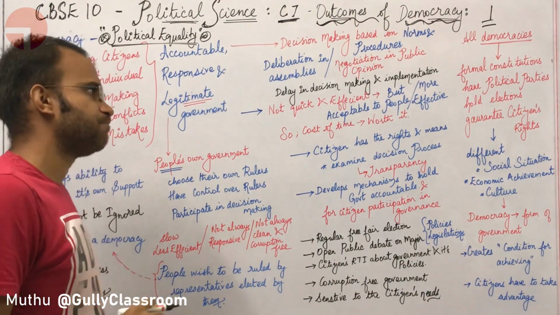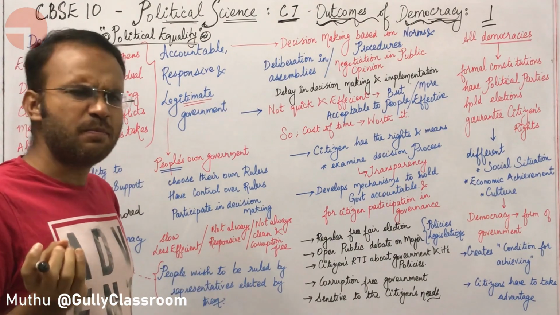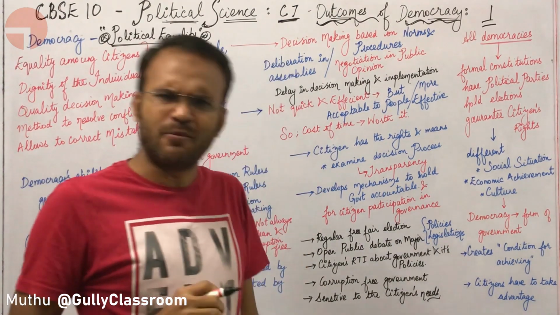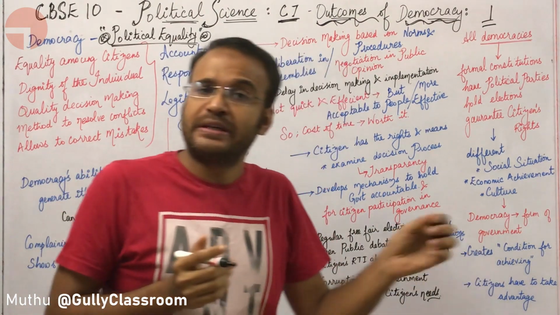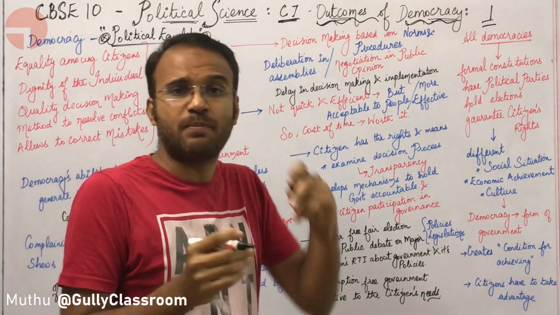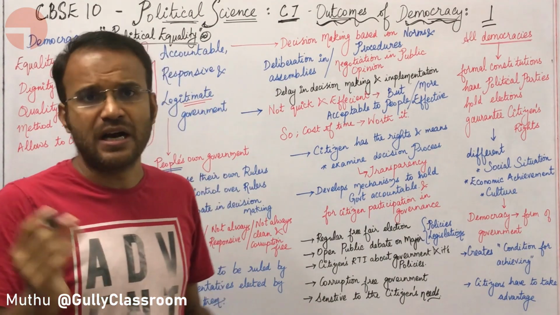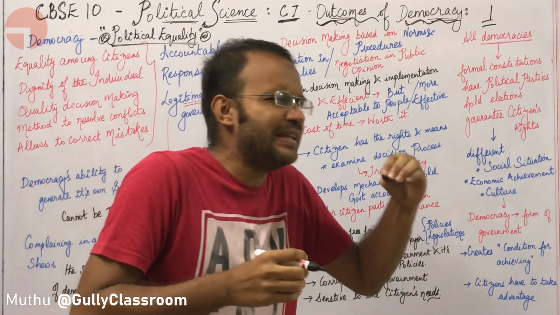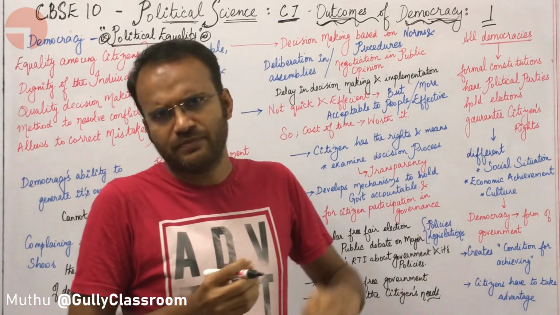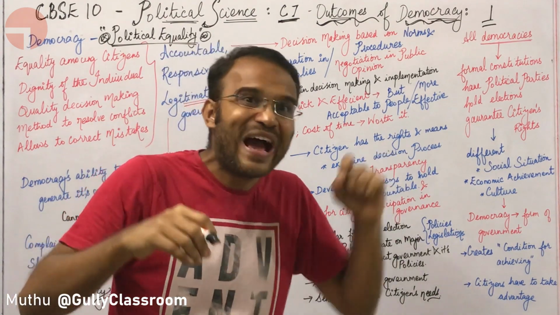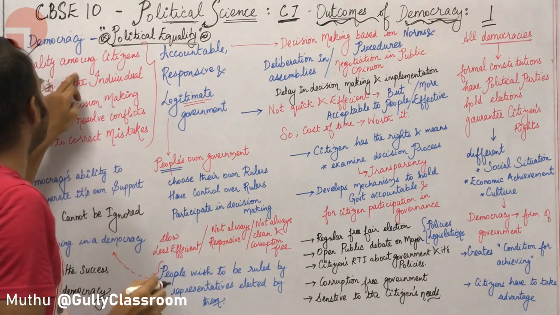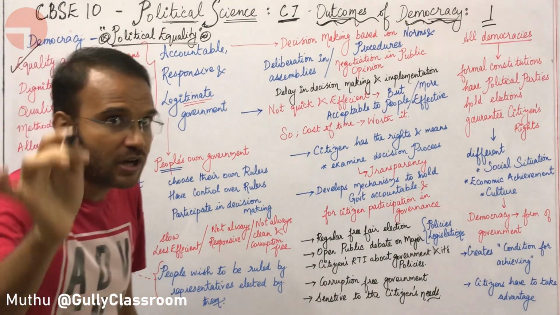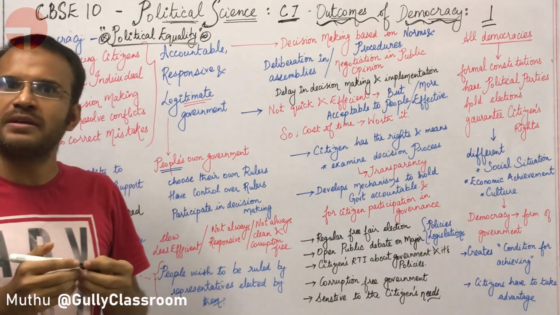What are the factors that make a democracy a better government rather than an autocracy? You may ask, sir, why should I prefer democracy over an autocratic government? Democracy is better than any other form of government. How are you going to validate that? Validation that democracy is better. Equality among citizens. Democracy ensures equality among citizens.